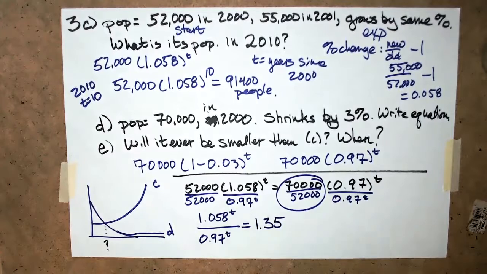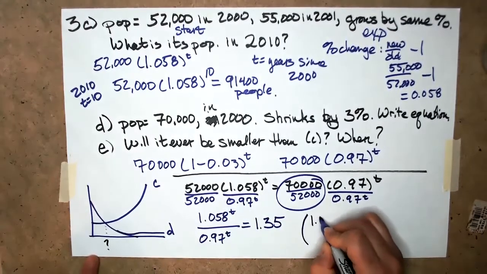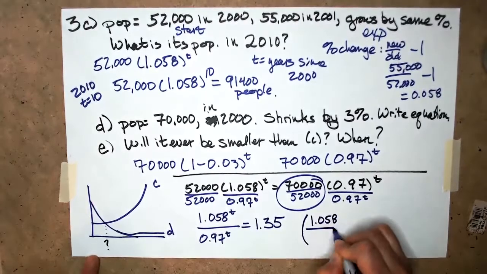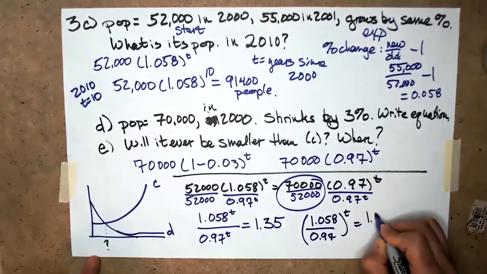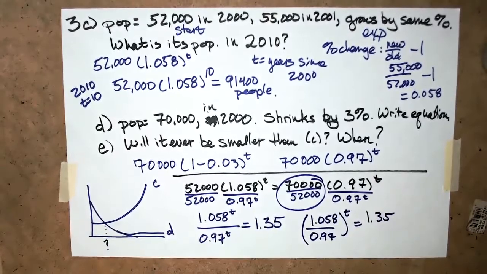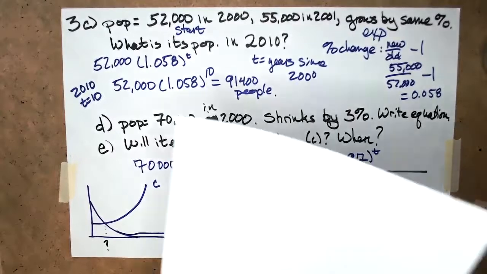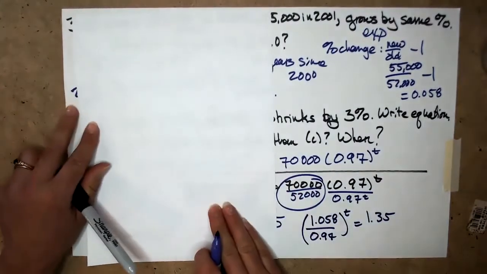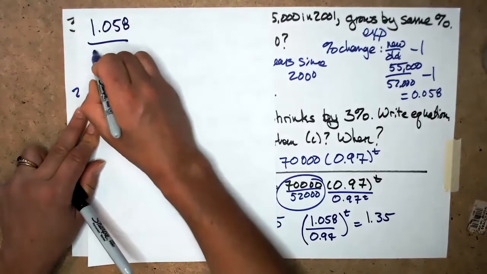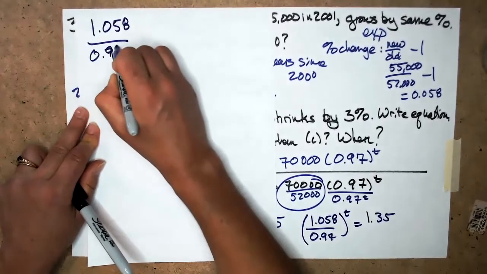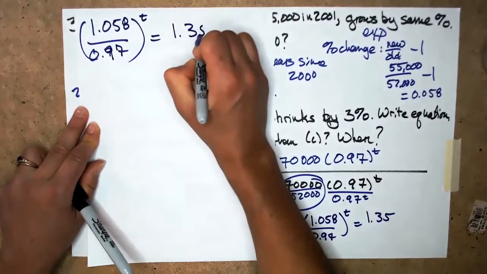Now I use this algebra trick that we talked about in class to simplify this left-hand side. The left-hand side becomes 1.058 over 0.97 to the t is equal to 1.35. And now I'm going to have to do some algebra, and I'm running out of space a little bit. So I will grab a new sheet of paper. Sorry, this might get a little bit messy. 1.058 over 0.97 to the t is equal to 1.35.